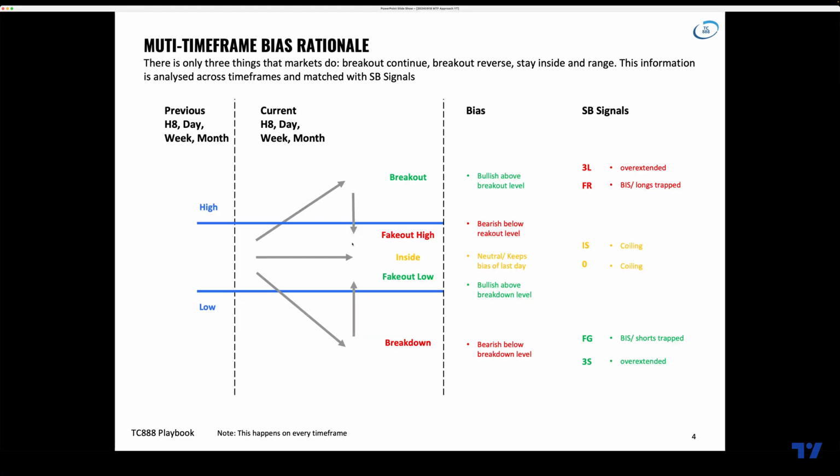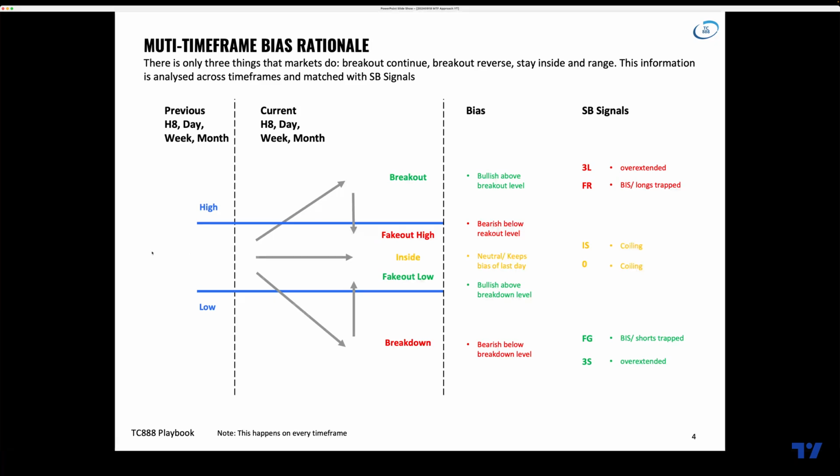Once we lose this level, it comes back in. We have a fake out high in this case. So this is bearish. We're losing this level. We are bearish below this level. It's a sign of weakness, of course. And as long as we stay below this level, we are bearish and are not looking for longs, for example.